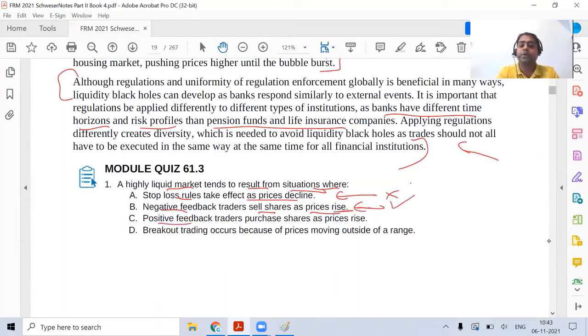Positive feedback traders purchase the asset as the asset price rises. No, they are either increasing or decreasing. So this is not bringing any liquidity in the market. Breakout trading occurs because of price moving outside of a range. Not exactly. But if you look at D and B, B seems to be more inclined towards liquidity.